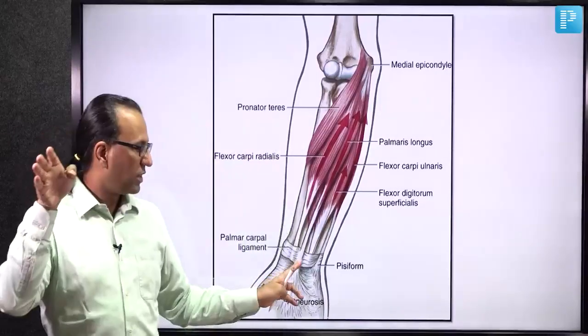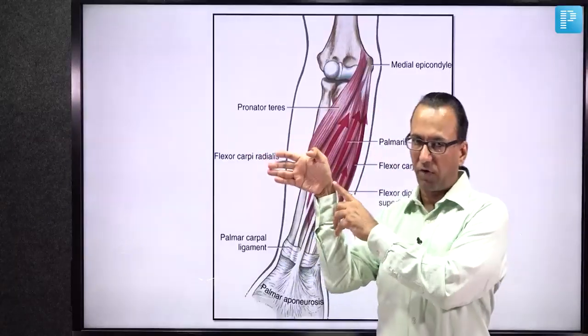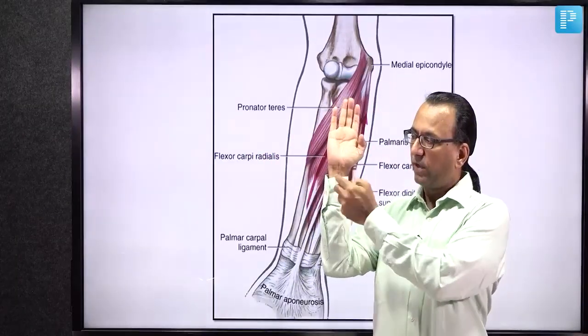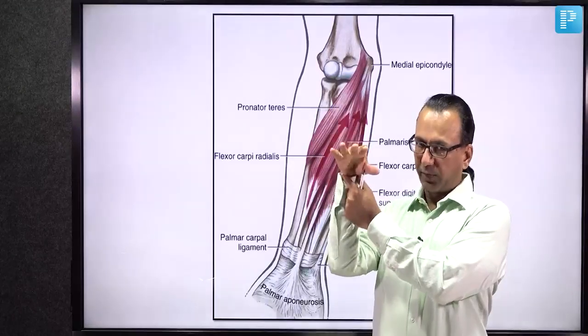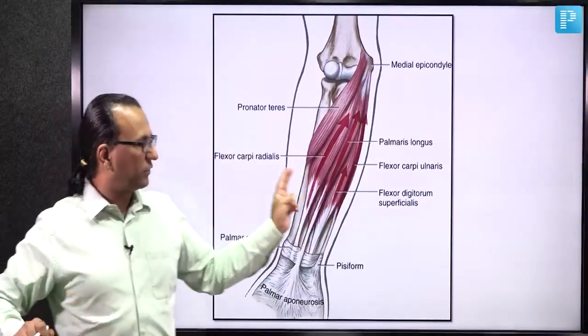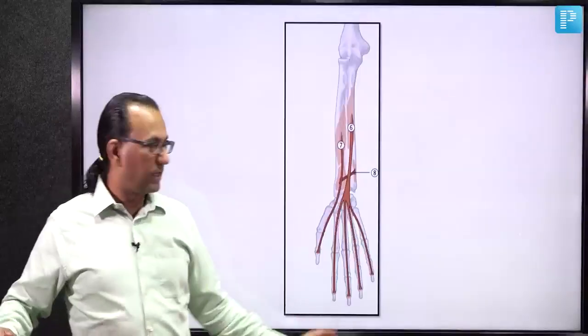If you are working with the flexor carpi ulnaris for ulnar deviation and the flexor carpi radialis for radial deviation, then both of them will cancel each other, and there will be a total flexion of the carpus, this joint. So these are the 5 superficial muscles. Let us remove them and look at the 3 deep muscles as well. Here you can see the 3 deep muscles.